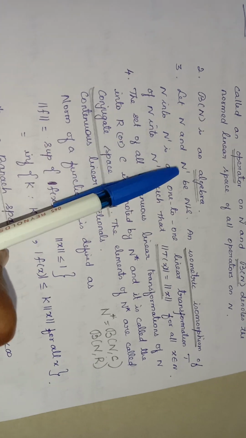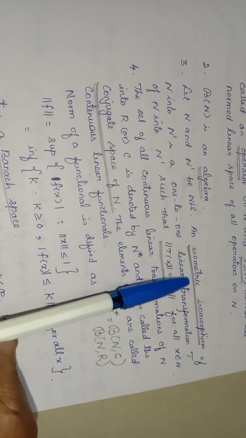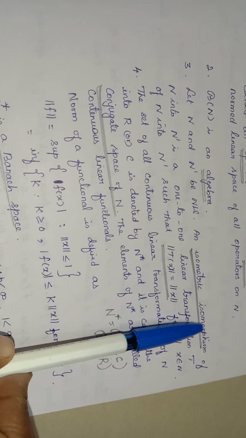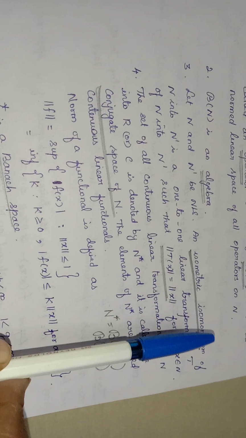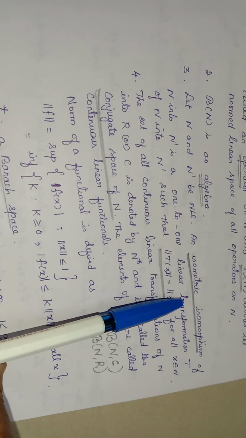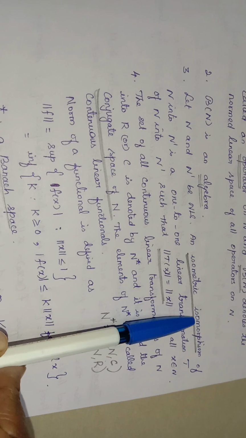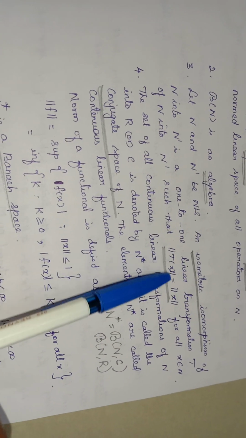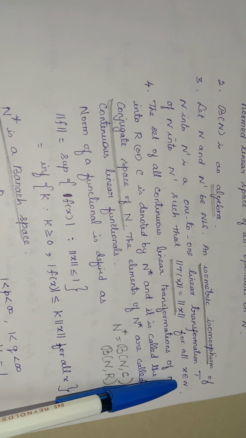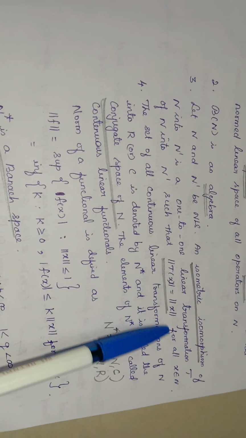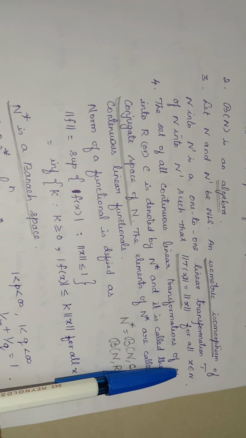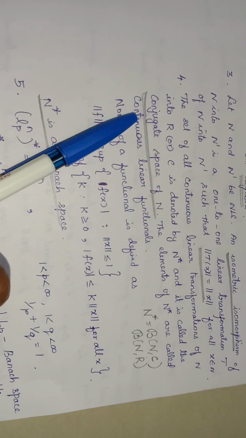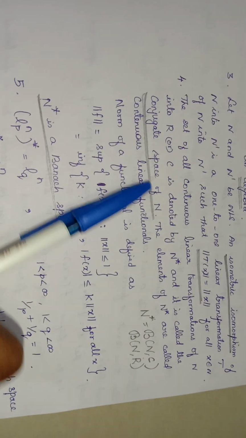Now let N and N dash be normed linear spaces. Then what do we mean by isometric isomorphism? Isomorphism means it has to be a bijection and it has to be a linear transformation. That we know. What do we mean by isometric isomorphism? Isometric means norm T of x equals norm x for every x belonging to N. So that is called an isometric isomorphism.